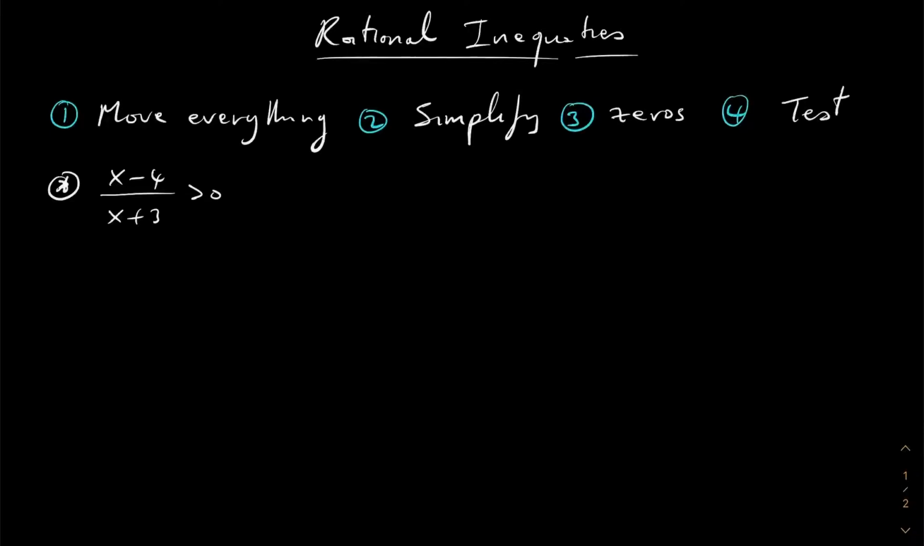So all I have to do here is find the zeros of the numerator and denominator. That's going to be for the numerator x equals 4 with multiplicity 1, and for the denominator x equals negative 3 with multiplicity 1. Or should I say x not equal to negative 3 with multiplicity 1. Because remember, numbers that make the denominator zero are bad numbers. You don't want them anywhere near your graph or your solutions.